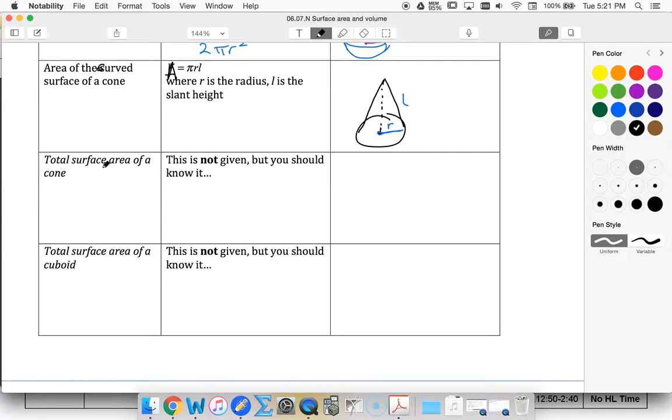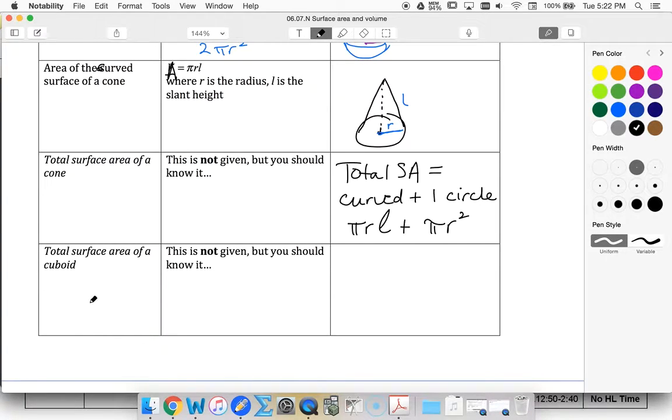Total surface area of the cone, this is like our cylinder. Total surface area, so SA for surface area, is going to be curved plus 1 circle. So that's going to be our circle on the bottom. So we'll get pi RL from the curved surface plus pi r squared from our circle.